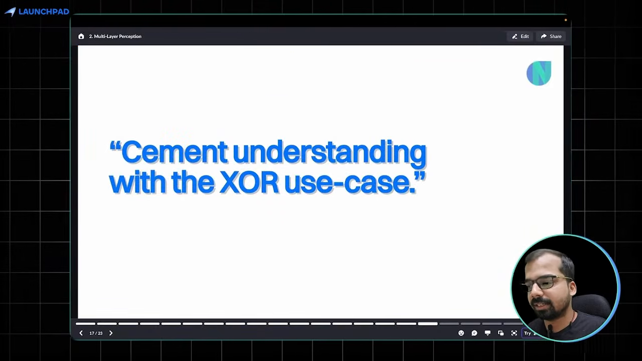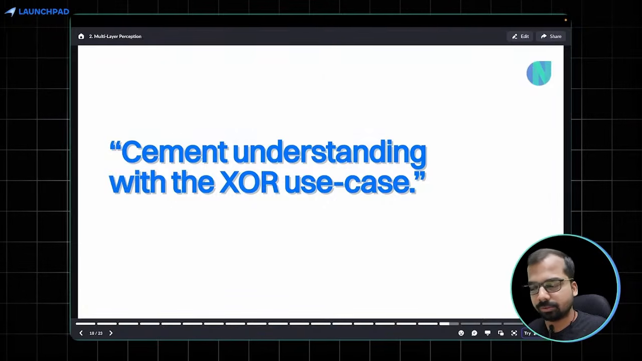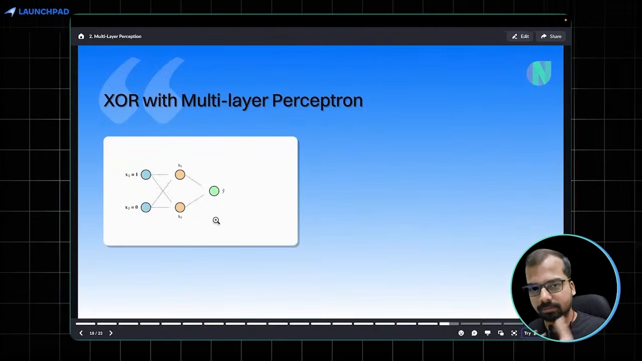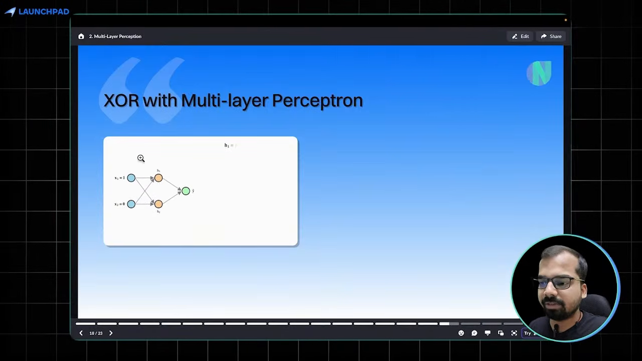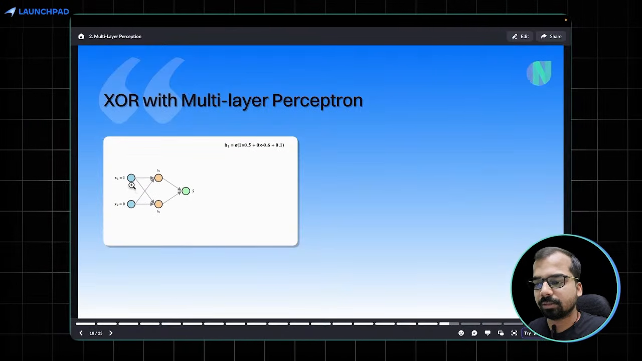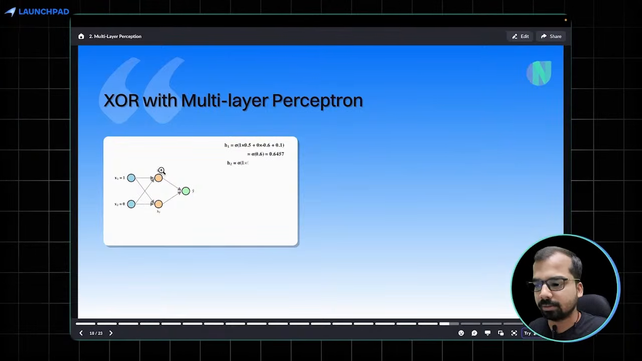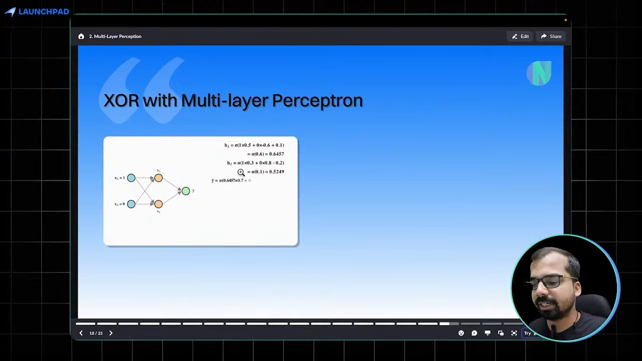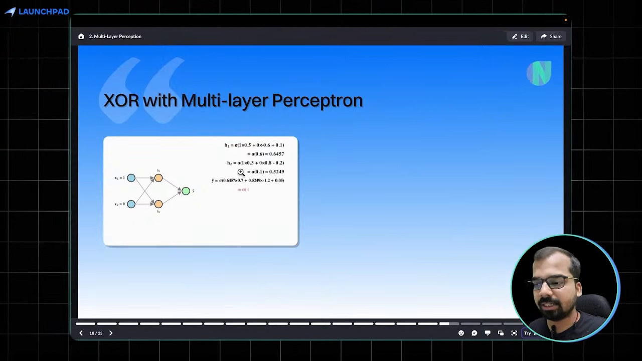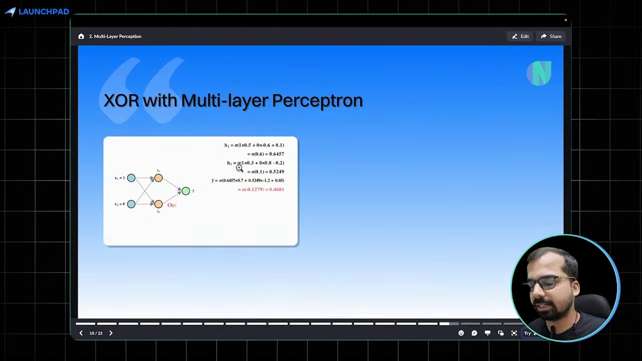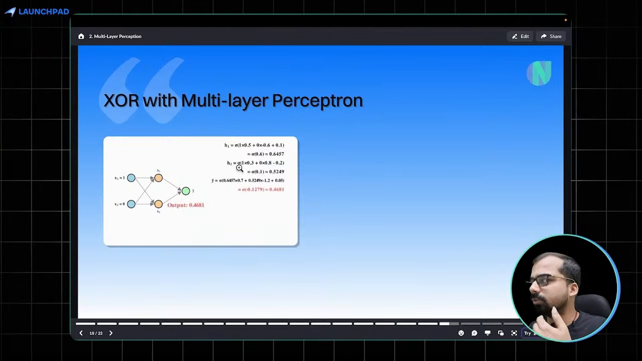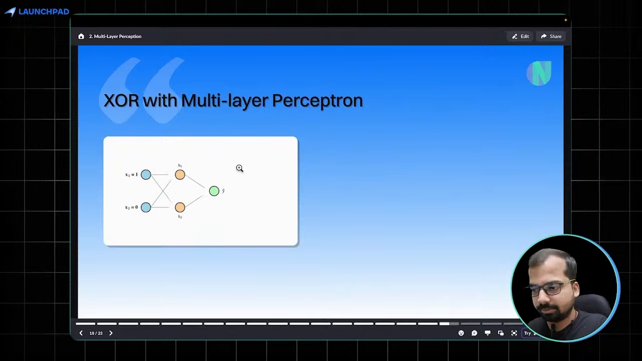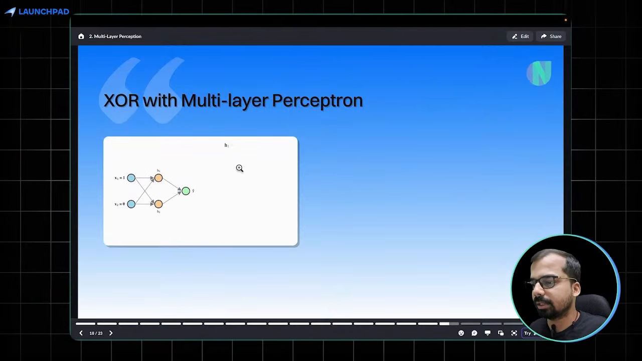Let's take another example using the XOR use case. You remember XOR, we were failing in case of single perceptron. So here we have basically one input layer, one hidden layer, and one output layer. And in the output layer, instead of softmax, we have basically used sigmoid. Sigmoid is another activation function that also is helpful when you want to get probability values, right?